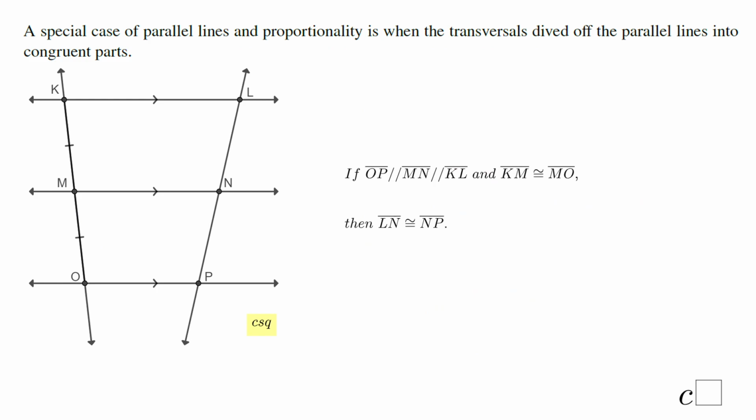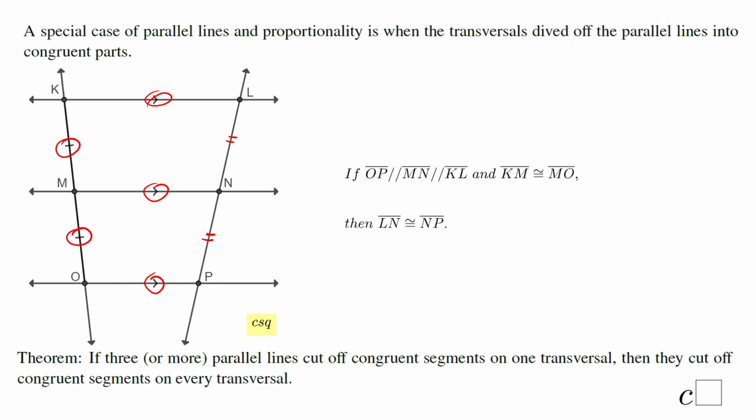A special case of the parallel lines proportionality is when the transversal divides the parallel lines into congruent parts. You notice here, these are congruent. If that happens, then these two are congruent also. Okay, that's what this theorem says here. If OP parallel with MN parallel with KL, we see here, and KM is congruent with MO, then LN is congruent with NP. Okay, and that is the theorem.